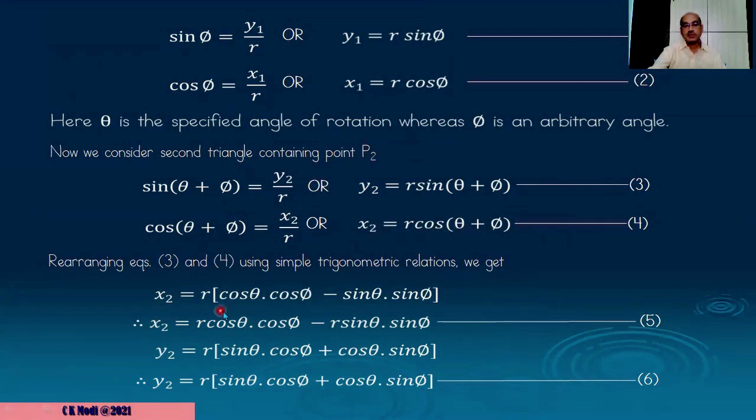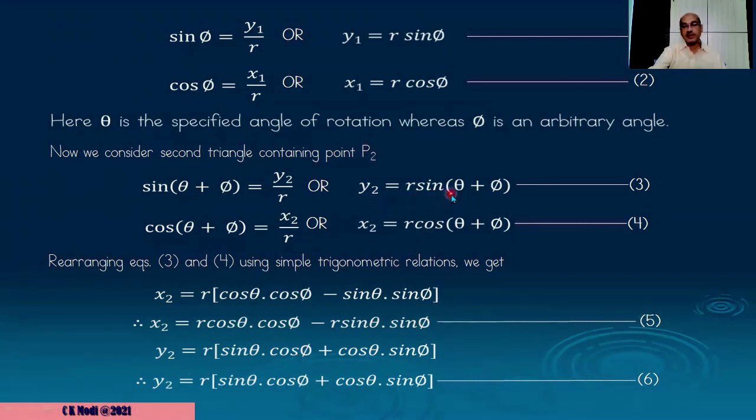So x2 is equal to r cos theta. When we expand this bracket, r cos theta cos phi minus sin theta sin phi. So x2 is equal to r cos theta cos phi minus r sin theta sin phi. This is equation number 5.